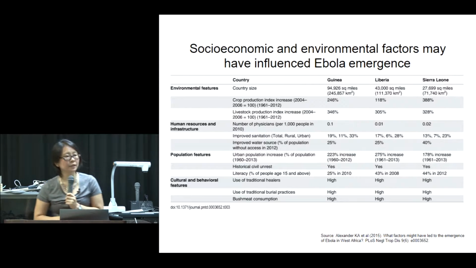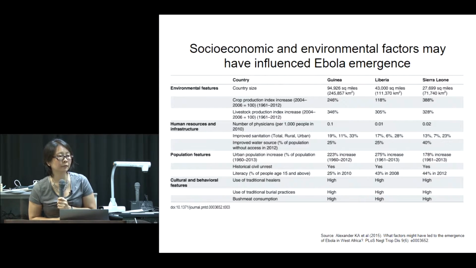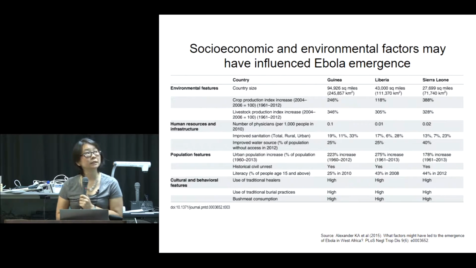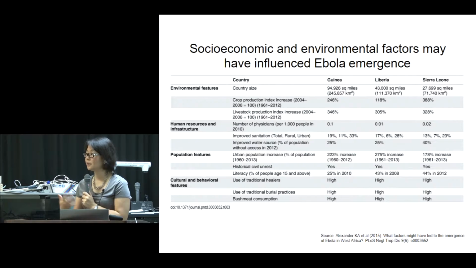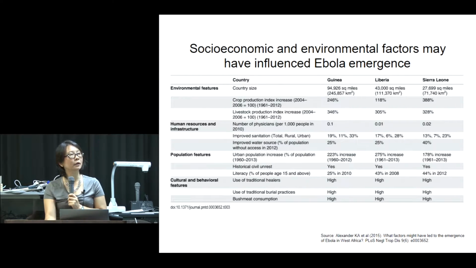So this is taken from a paper published in PLOS Neglected Tropical Diseases, and it reviews the socio-economic and the environmental factors that may have influenced Ebola's emergence. Here we have factors such as environmental features, and why mainly these three countries were severely affected by the outbreak.